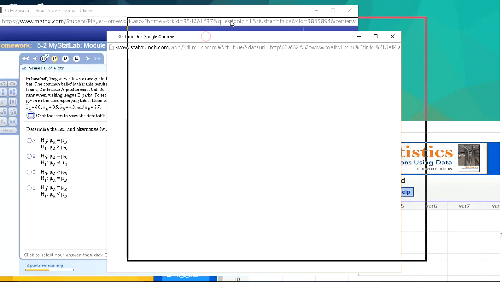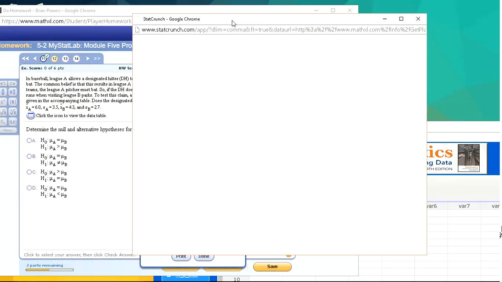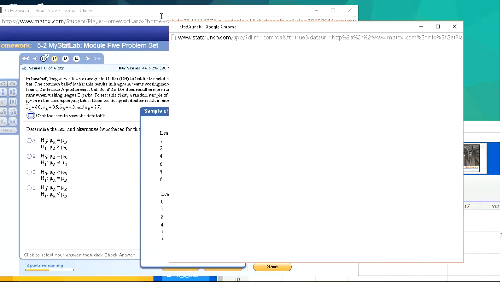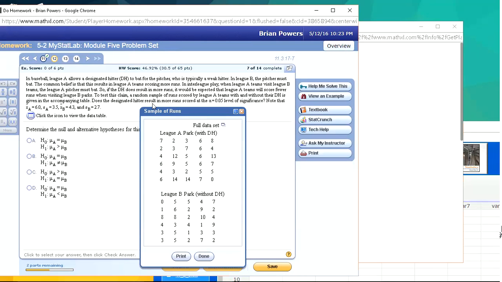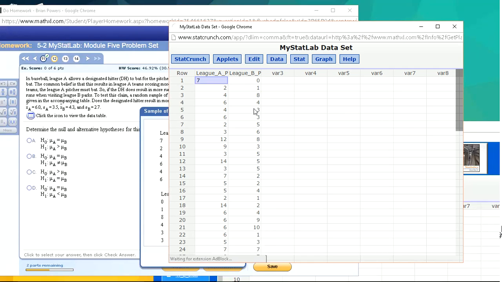It avoids the possibility of making a typo, and it's maybe a little bit easier, especially because I don't have to count the sample sizes. It's just going to be done automatically.